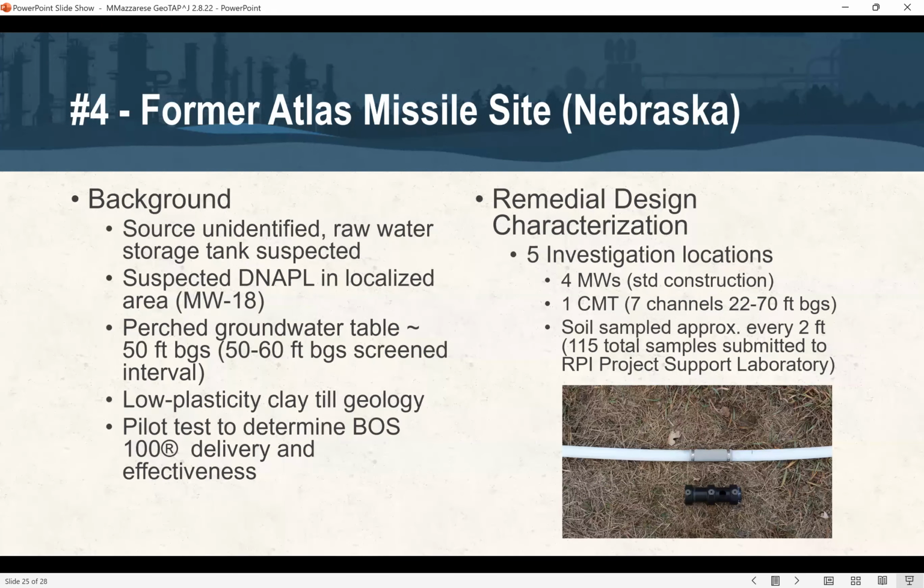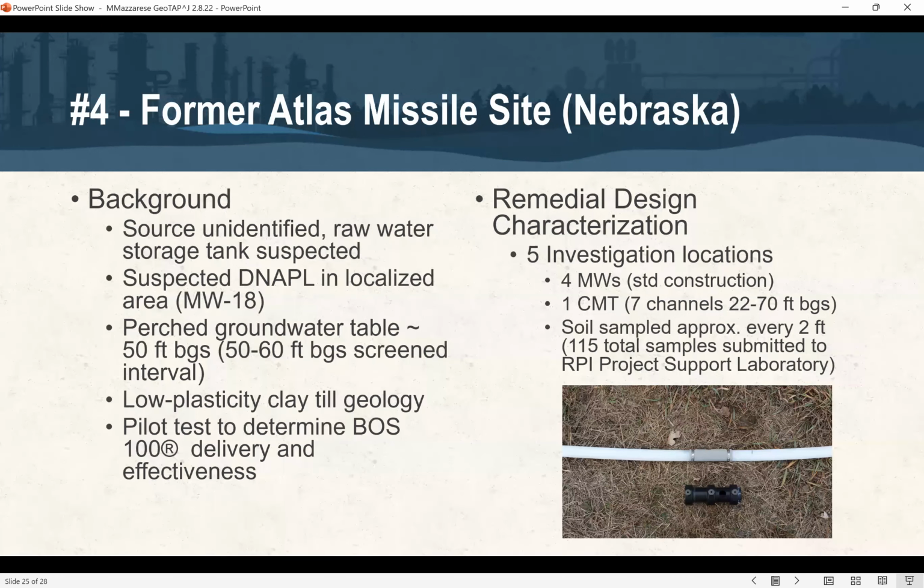We had one well that had really elevated concentration, suspected DNAPL. The perched groundwater table was at about 50 feet BGS, and our target interval was 50 to 60 feet below grade. It was a low plasticity clay till, and we just could not get consistent. I don't think we could get any deeper than 20 or 30 feet with direct push by itself, so this was quickly transitioned over to a pre-drill GeoTAP delivery method.